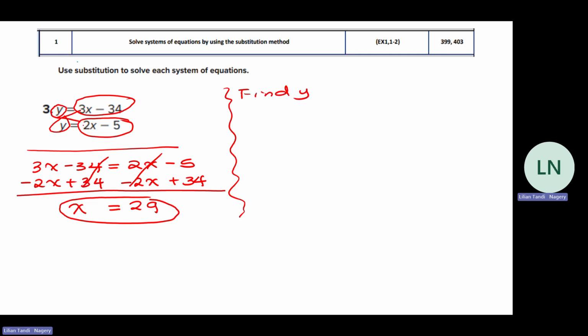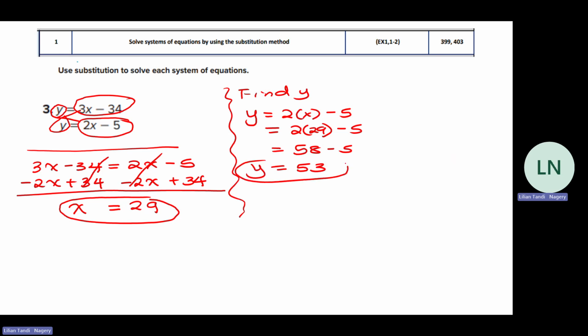I will choose either equation. I want to choose the one with the smallest values. So y equals 2 parentheses x minus 5. 2 times 29 minus 5. 29 times 2 should be 58. 58 minus 5, which gives me 53. So this is y, and then I write my solution.